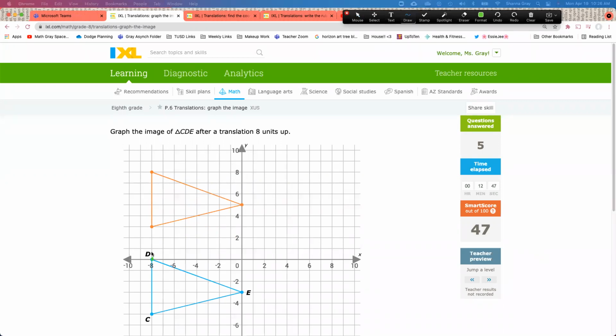Basically, I took point D and I went up 1, 2, 3, 4, 5, 6, 7, 8 and ended up there for D. So that's D prime. C is the same thing. If I go up 8, I end up here. But I also know this is a distance of 5. So this has to be a distance of 5. It's going to be the same. And then for E, if I go up 1, 2, 3, 4, 5, 6, 7, 8, it ends up here. So this is E prime here.